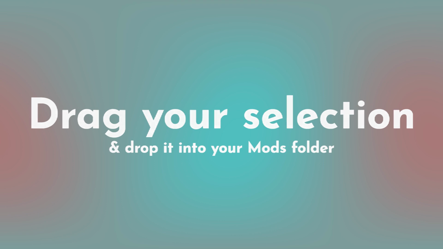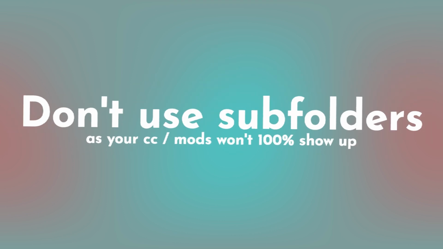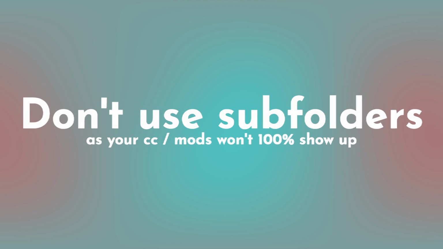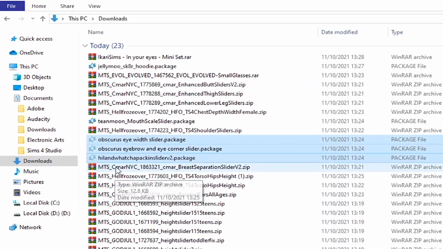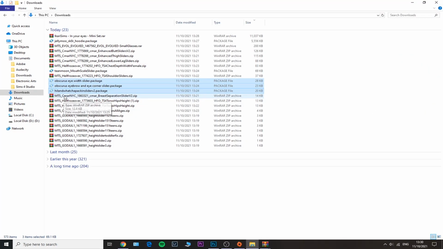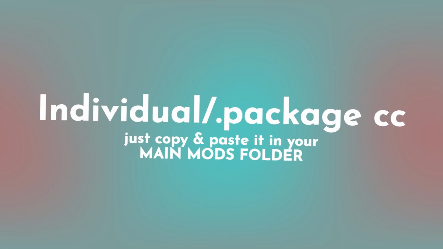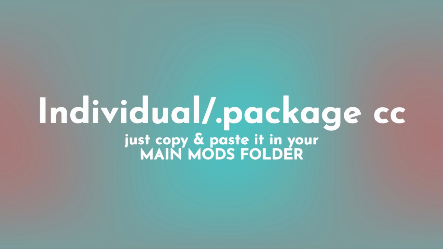Just simply put them right into your mods folder, drag and drop them. Do not use subfolders once again, because some CC won't show up unless they are put in the very main mods folder. If you have a CC archive, you'll need to use this file extractor program, or if it's an individual piece of CC which already has the .package extension, you just need to copy and paste it into your main mods folder. As simple as that.